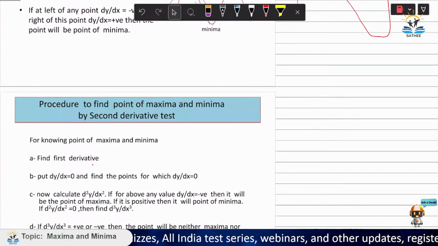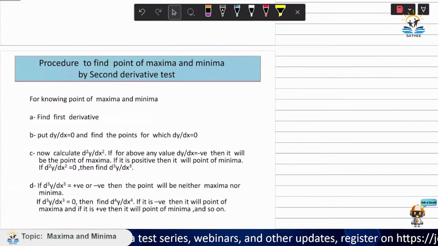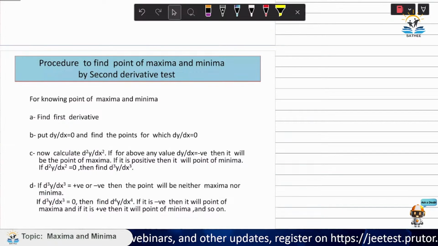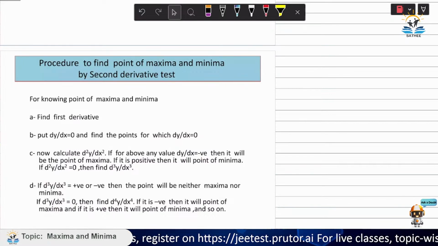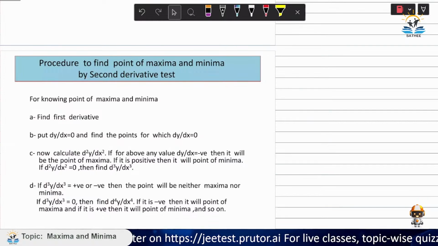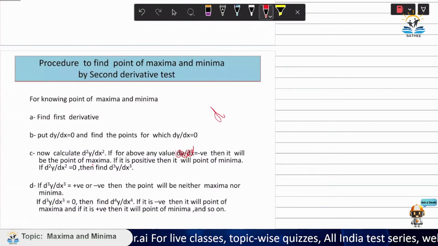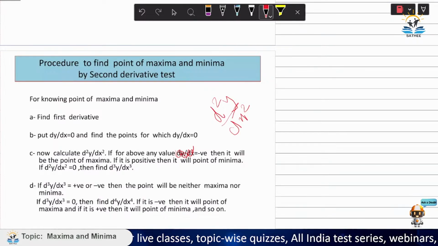And what is the second derivative function? It is d square y by dx square. And if that comes out to be negative for the above value, then it is a point of maxima. If it comes out to be positive, then it is a point of minima, right?